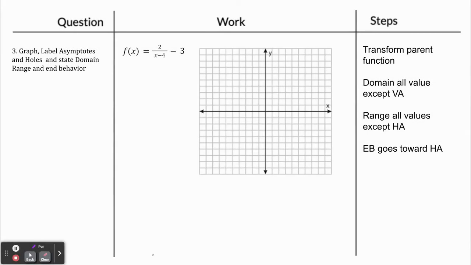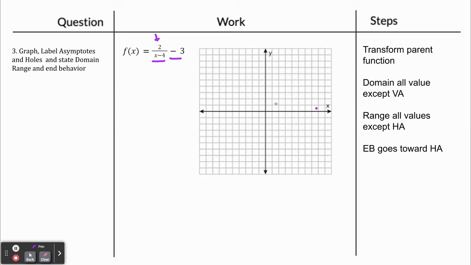Here we're asked to graph, label asymptotes and holes, and state the domain, range, and end behavior of this function that we are given. So first of all, this is in a transformation form that is really helpful to us because we have our h value, our k value, and our a value that help us transform our parent function of a rational expression.